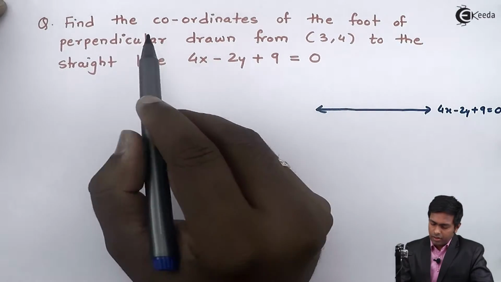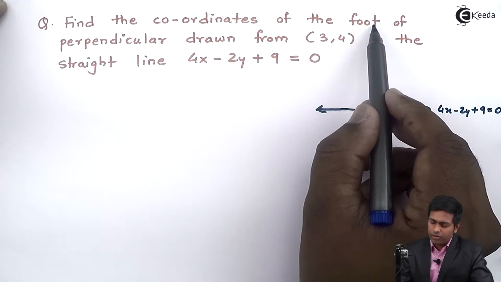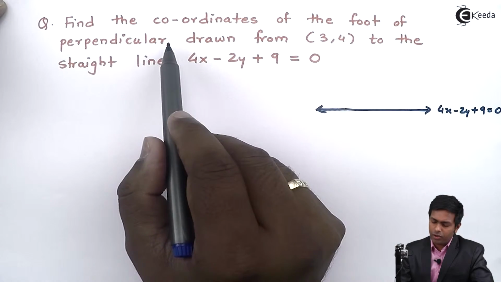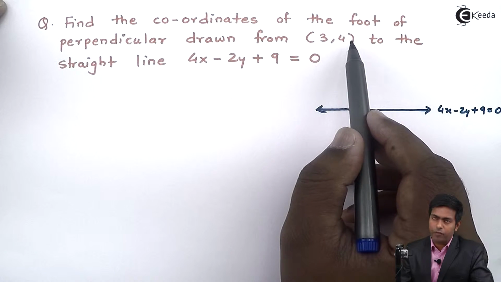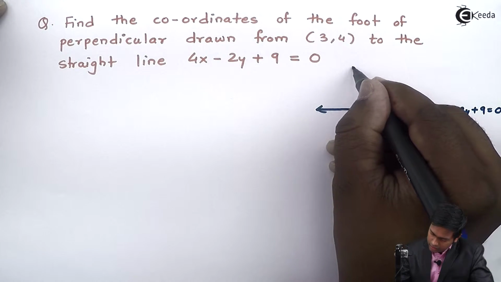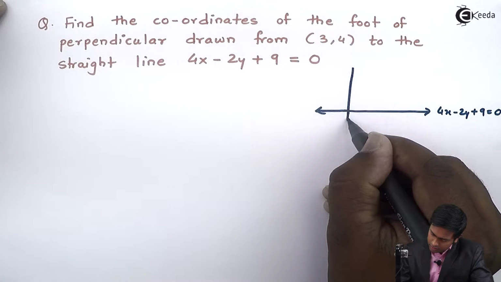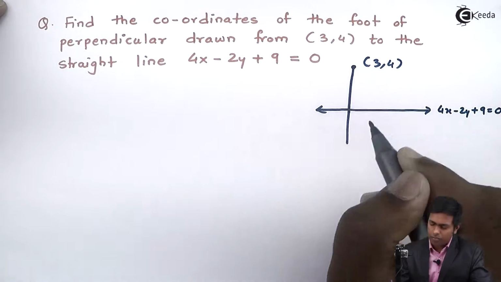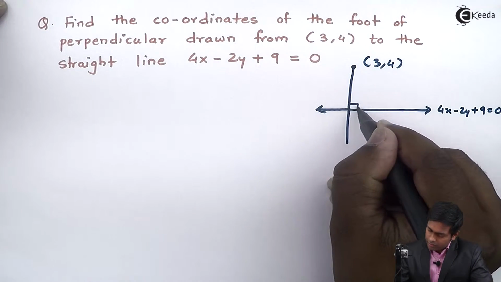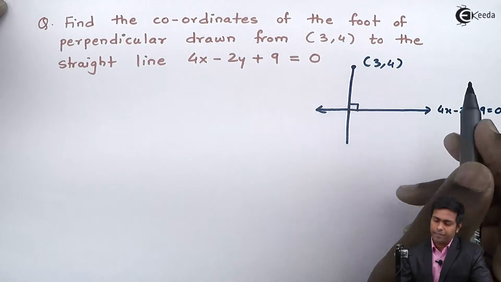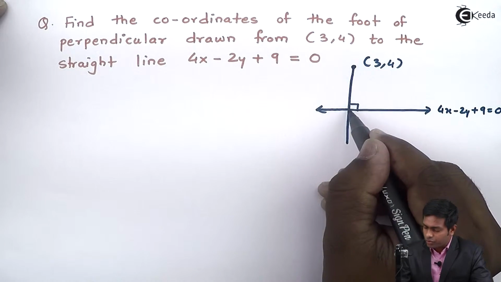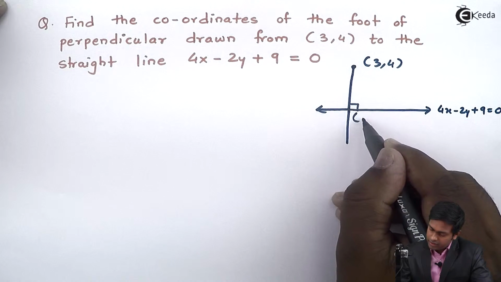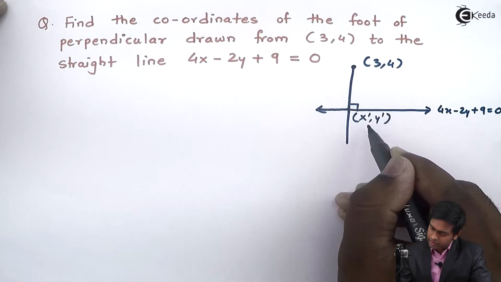Next, the coordinates of the foot of perpendicular is asked, and that perpendicular is drawn from the point (3, 4). So this is the perpendicular which has been drawn from the point (3, 4). This will be 90 degrees since it is a perpendicular, and we have to find out the coordinates of the foot. So we have to find out the coordinates of this point. Let's say the coordinates of this point are (x', y').